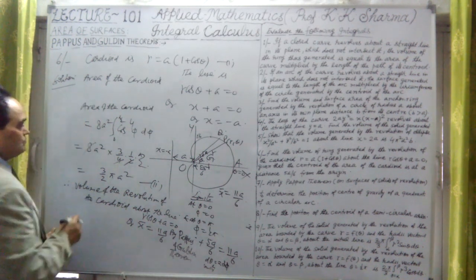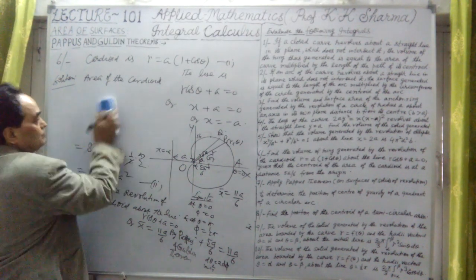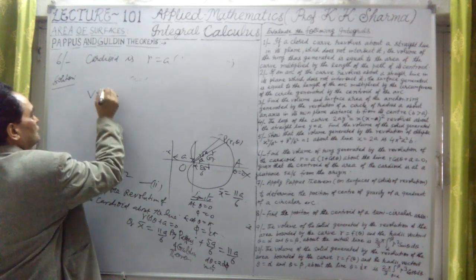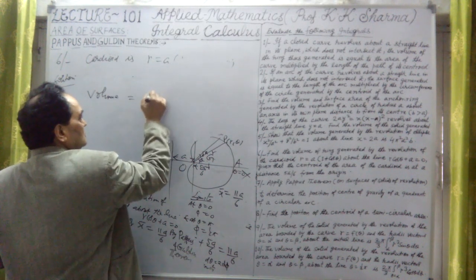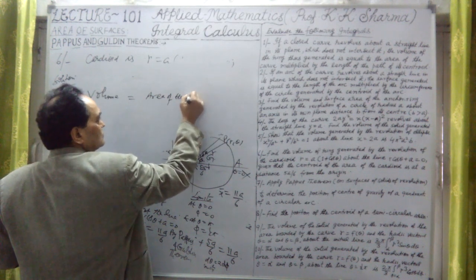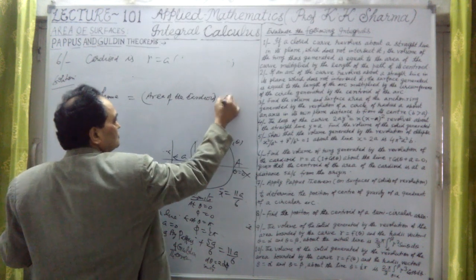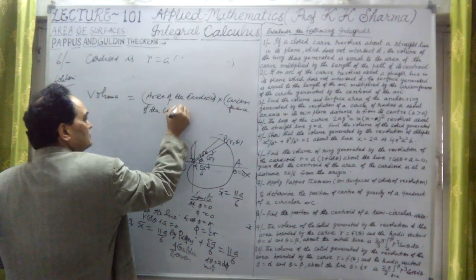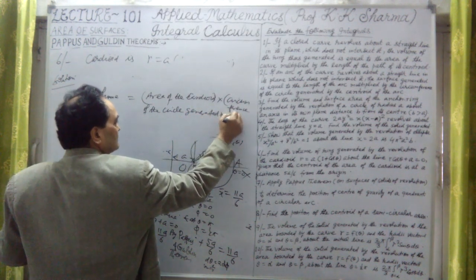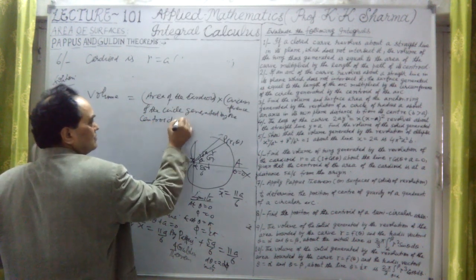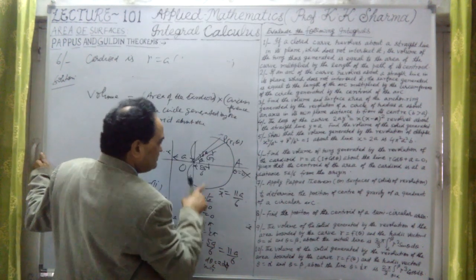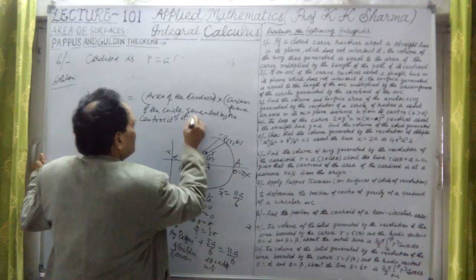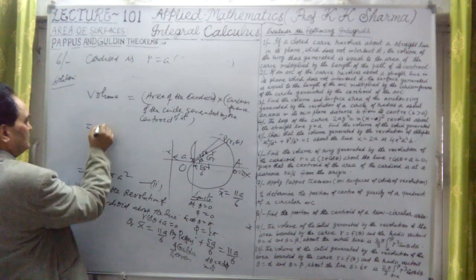We have that. What is that volume? Let me write that volume here. Therefore, the volume by Pappus and Guldin theorem is equal to the area of the cardioid into the circumference of the circle generated by the centroid of it.